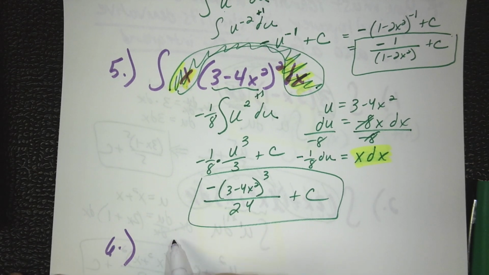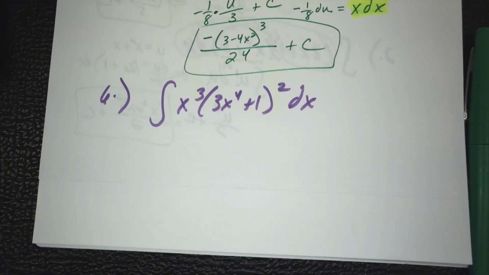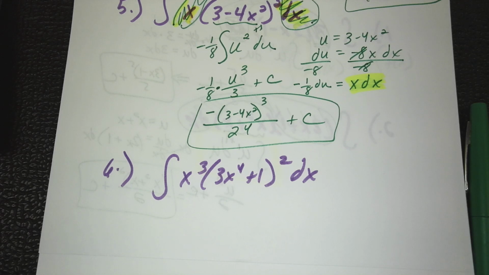Let's do another one like that, and then we're almost done with the last one, x cubed times 3. Same idea. Tell me your u. Tell me your du.